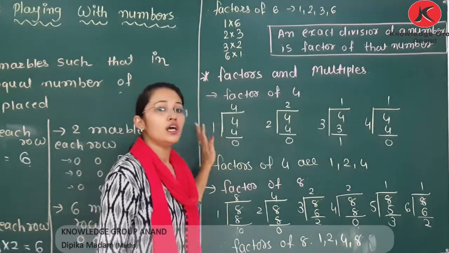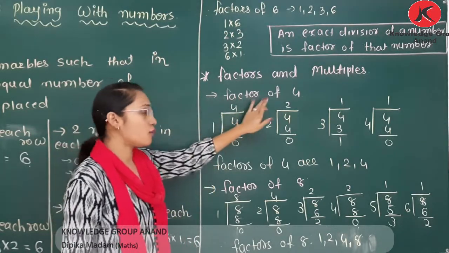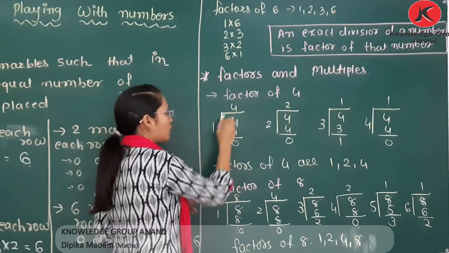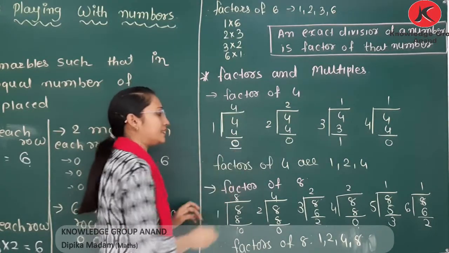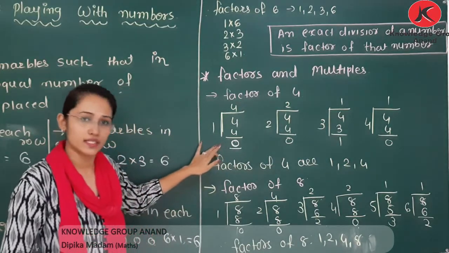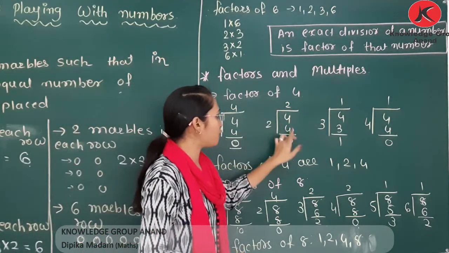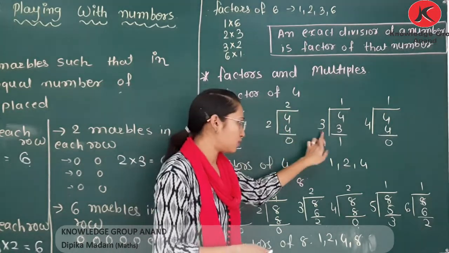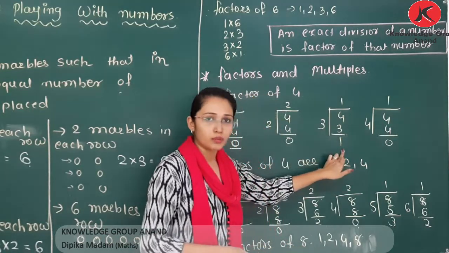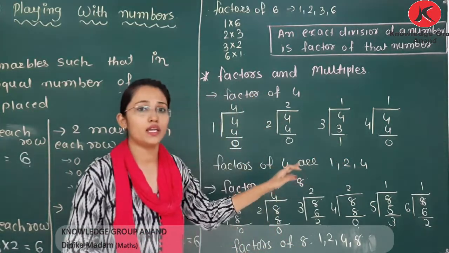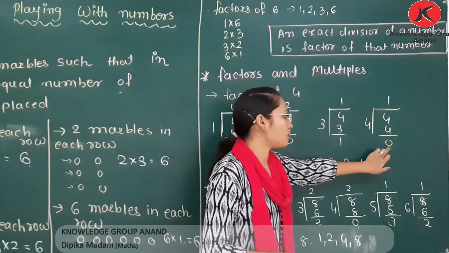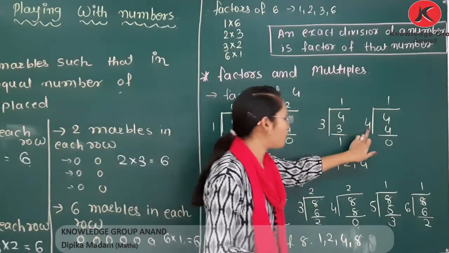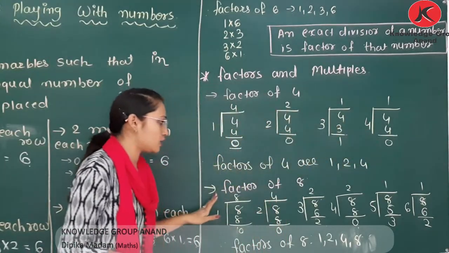Let's understand this definition with the example factors and multiplication. So first of all we learn factors. Now factor of 4. What is the factor of 4? If we divide 4 with 1, 1 4s are 4, remainder is 0, means exact divide. That is called exact divisor. Now 2 2s are 4, remainder is 0, means 2 exactly divides 4. 3 1s are 3, remainder is 1. It means it does not divide 4 exactly. Now 4 1s are 4, remainder is 0. So what are the factors of 4? 1, 2, 4.